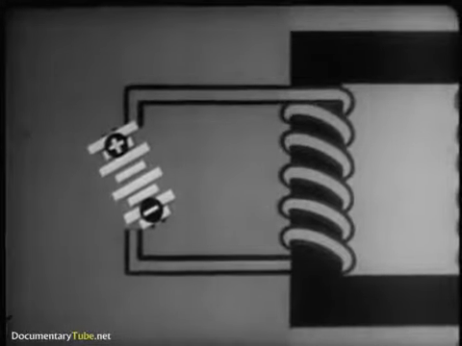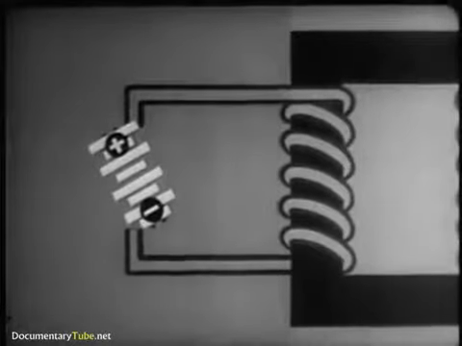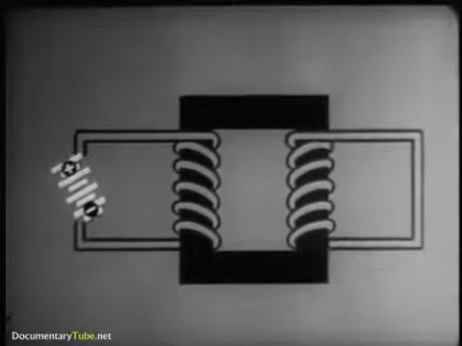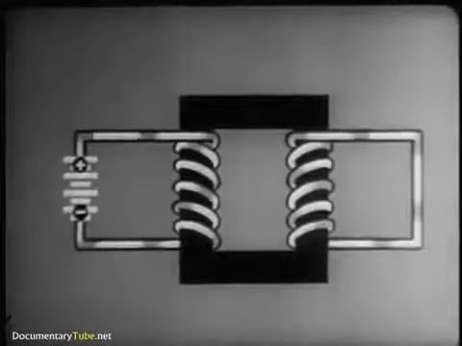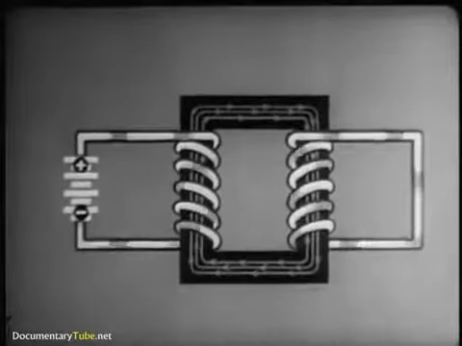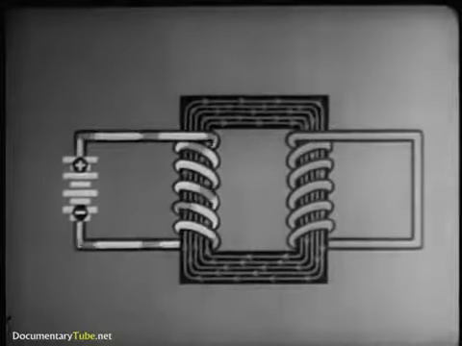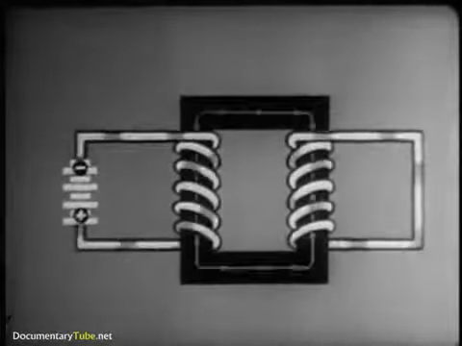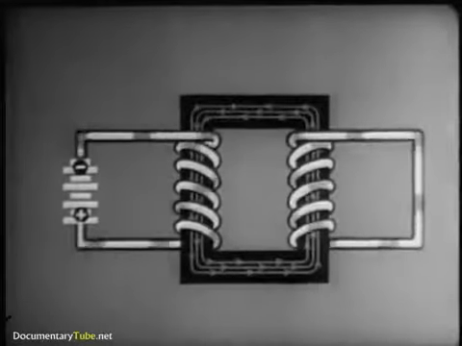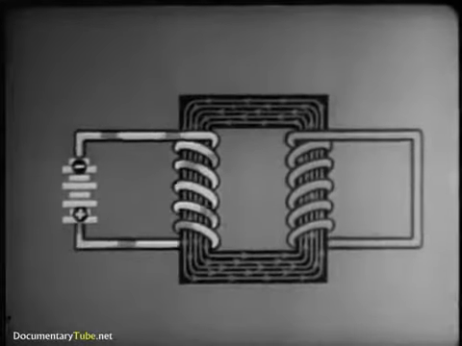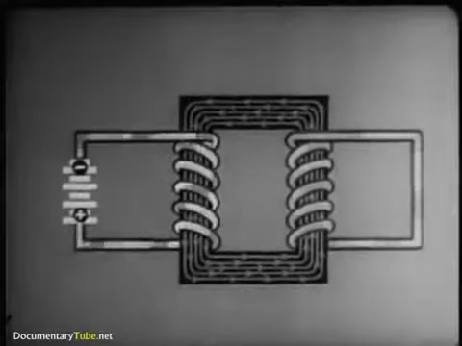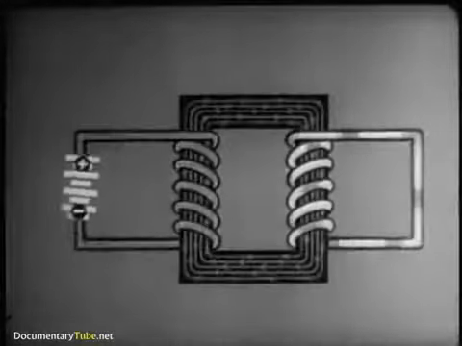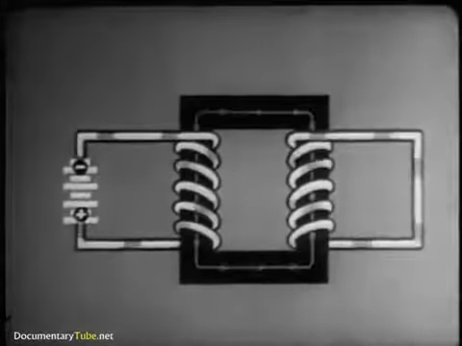Now let's consider alternating current. We'll first give you an idea of how it works by sending direct current through the coil. First in one direction, then in the other. Notice that the induced current in the second winding reverses each time the supply current is reversed. Now let's speed it up. The 2 currents begin to resemble each other.